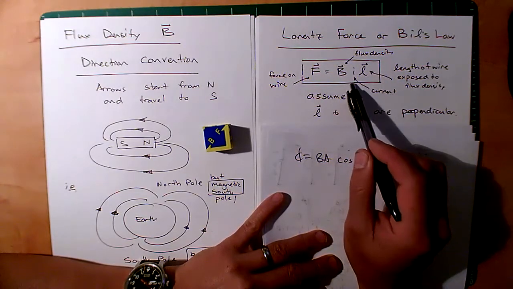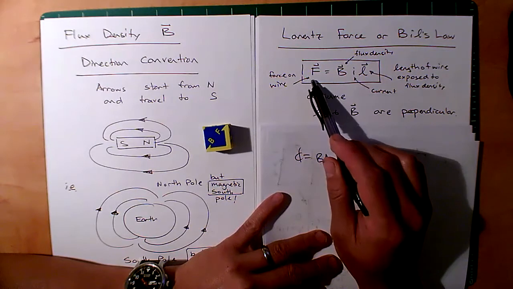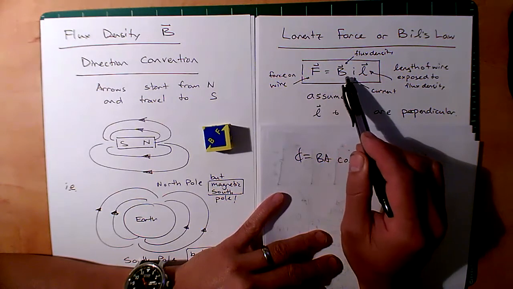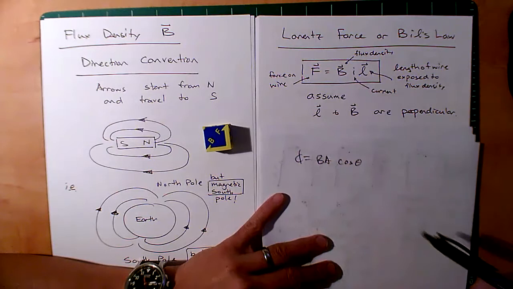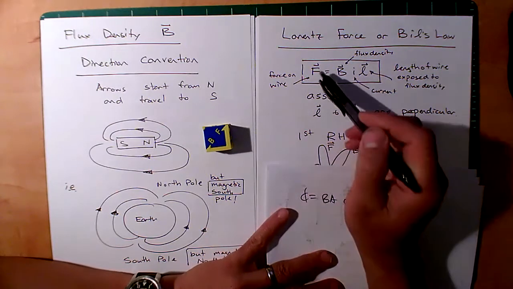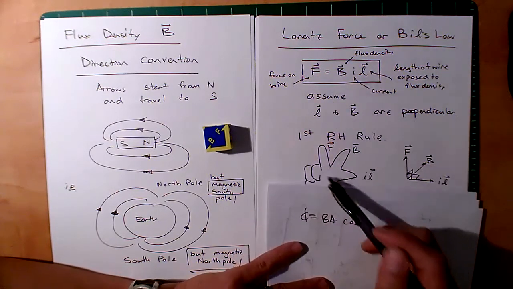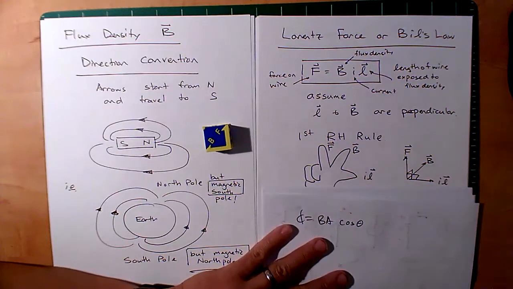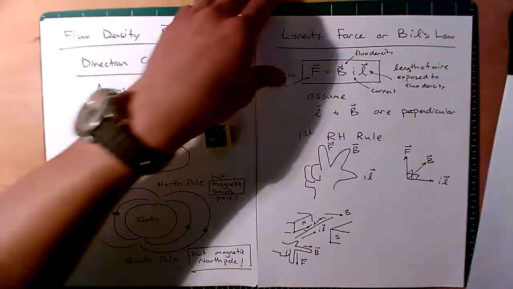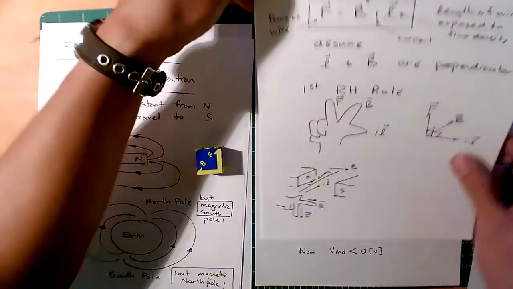If that's the case, the force on that wire is equal to BIL. Notice everything is a vector here, right? And the direction of this force obeys this right-hand rule. Okay, so let's say we have, here's the situation drawn out.